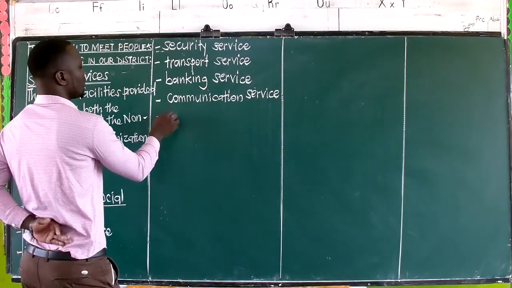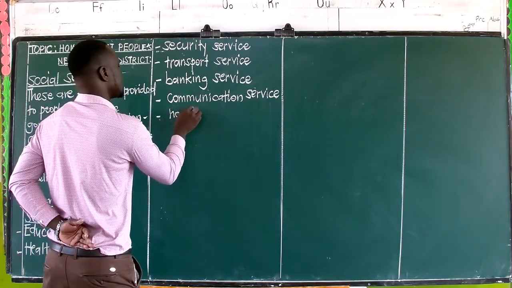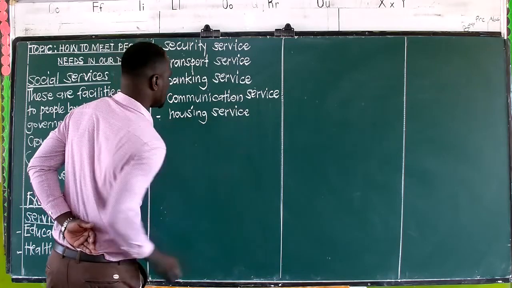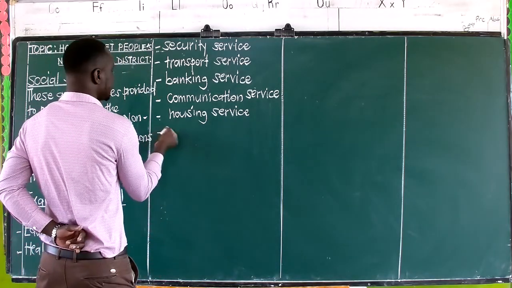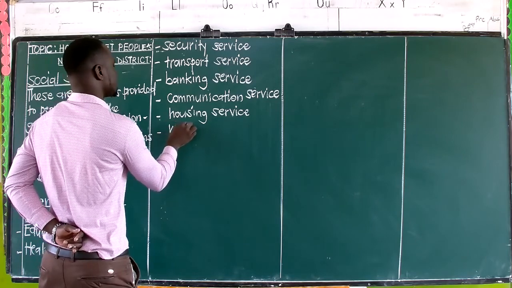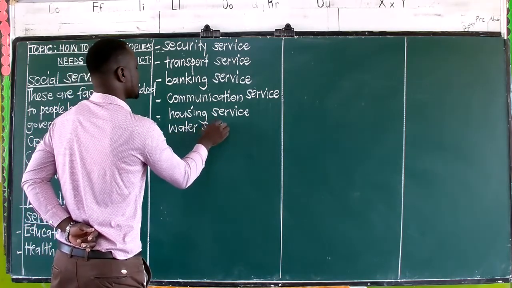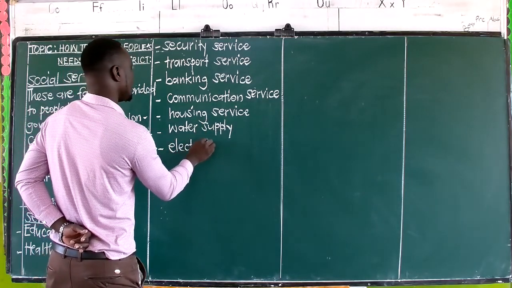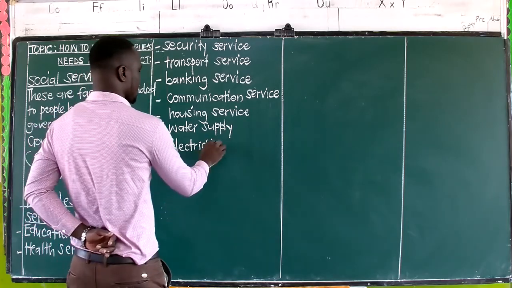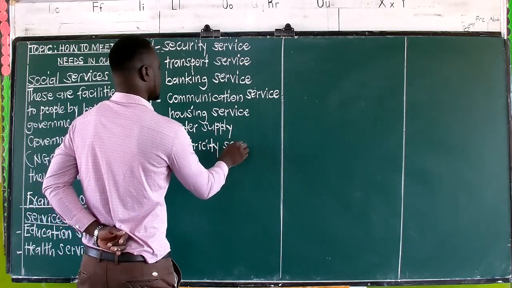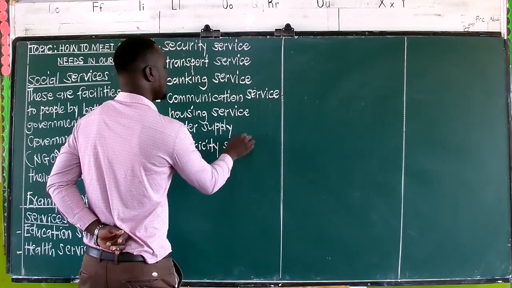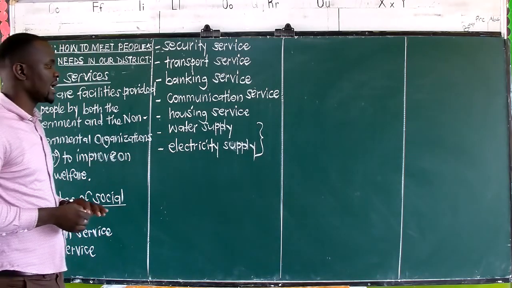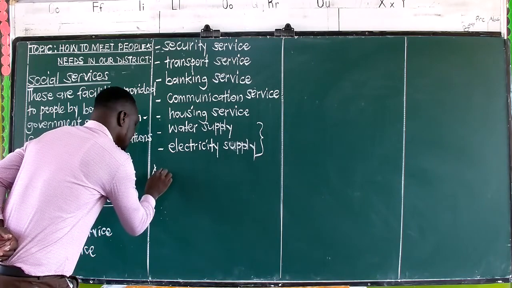We also have what we call a housing service. That is where we shall be talking about accommodation. And then we shall also have what we call water supply service. Then we shall also look at what we call electricity supply. Now, what we shall be able to note is that these last two will fall under what we call amenities.